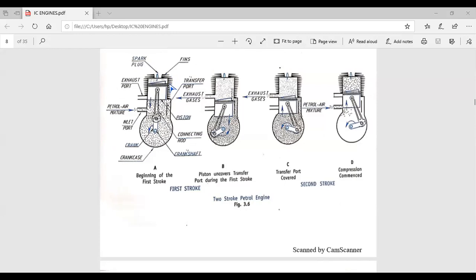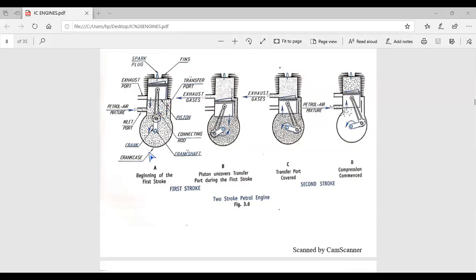This is called the engine head. The bottom portion is called the engine block. The top portion is called the engine head, which has the fins. In that you have the engine cylinder, and in this engine cylinder the piston moves up and down.